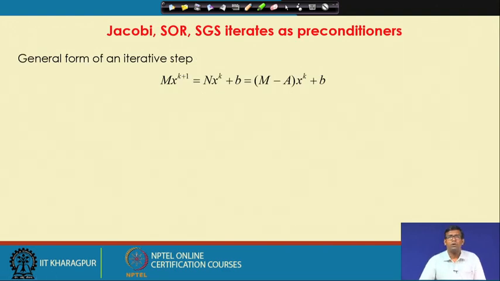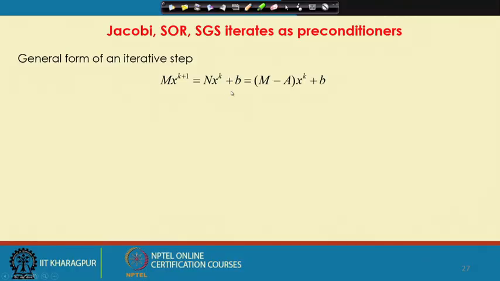So, now we will look into a few preconditioning methods, and one is called a Jacobi type preconditioner. We will look into how M can be evaluated using Jacobi or SOR iterations. Can they be used as preconditioner? The general form of an iterative step is M x_{k+1} = N x_k + b, which is (M - A) x_k + b.